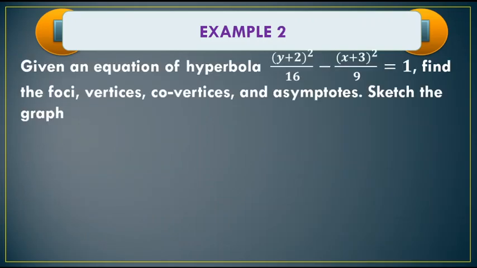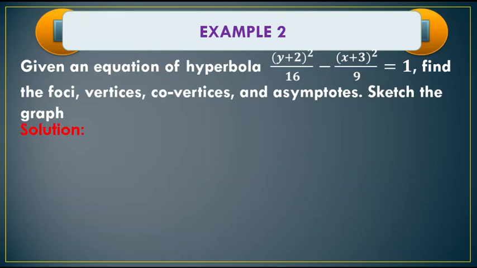Example number 2. Given an equation of hyperbola, (y plus 2) squared all over 16 minus (x plus 3) squared all over 9 is equal to 1. So find the foci, vertices, co-vertices, and asymptotes. Sketch the graph. Again, kuhanin muna natin si A and then si B.